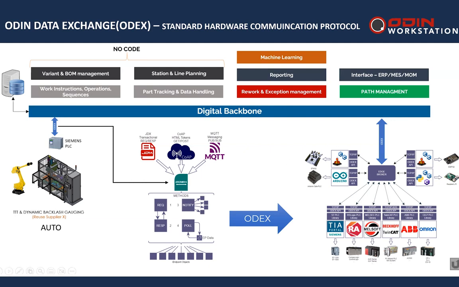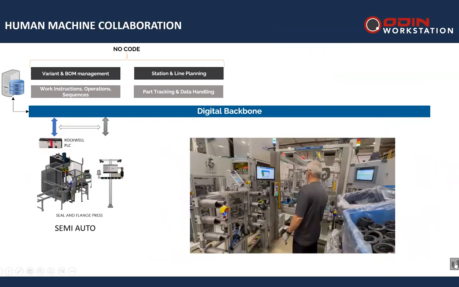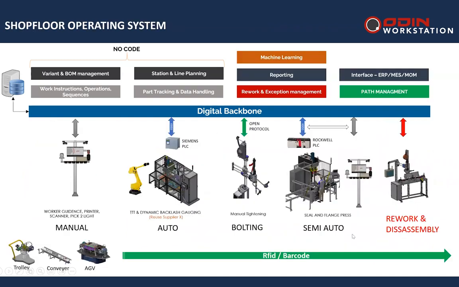The big advantage of this is that we can deploy a library on, for example, a Siemens PLC. We can give some training to the PLC programmers that have developed this machine. It could be any company that develops a specialized machine. We give them some training on how to use the library, and then that machine can integrate in a standardized way onto our digital backbone, or our operating system. And where that plays a big role is in some of the semi-automated stations.